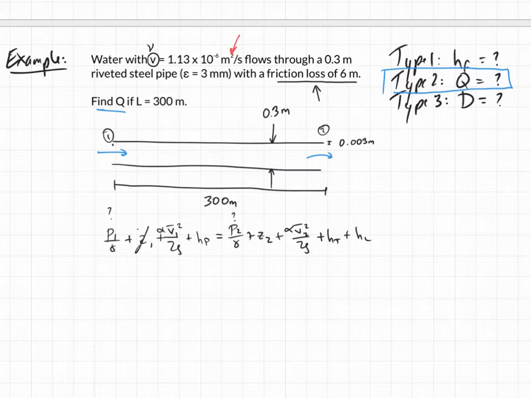I don't know the pressures in either location, so those are unknown. Z1 and Z2 are the same, so they go away. There's no pump. There's no turbine. The velocity at 1 is the same as the velocity at 2, because the pipe is not changing diameter. And so I get P1 minus P2 on gamma equals the head loss, which we would split out into HF plus HL. And there's no minor losses anyway, so this goes away, equals HF.